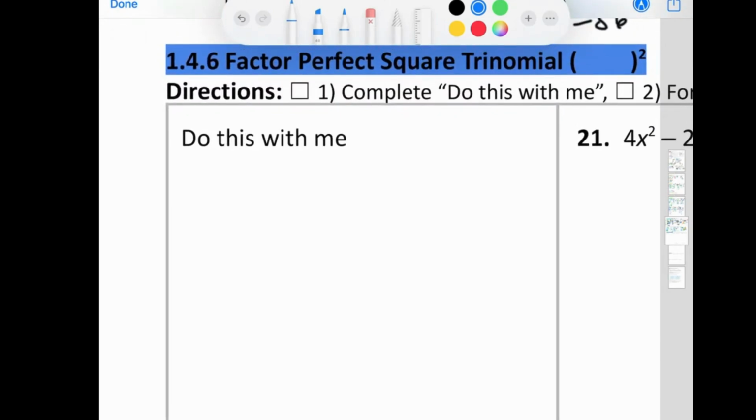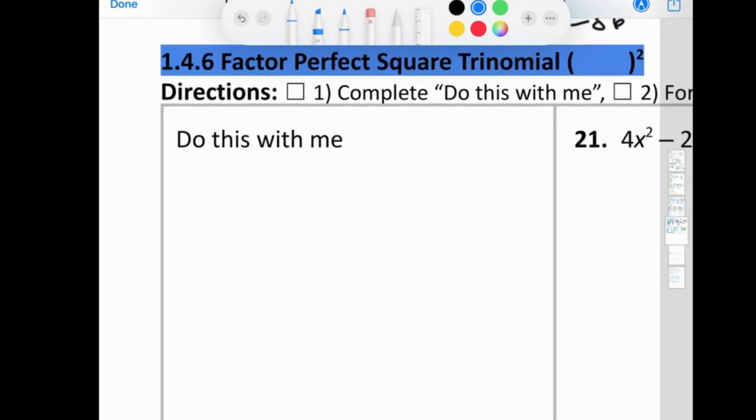Ooh, they give us a crazy one. We're going to do the same thing, solve by factoring, and then we're going to check our answer. It's crazy. Watch. That's my y. Has a little tail.